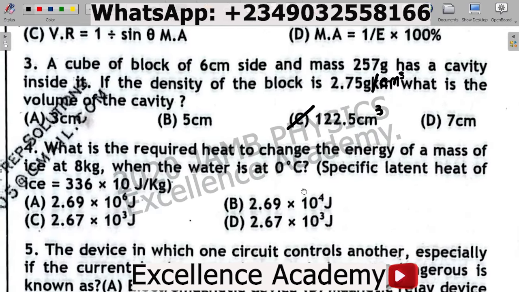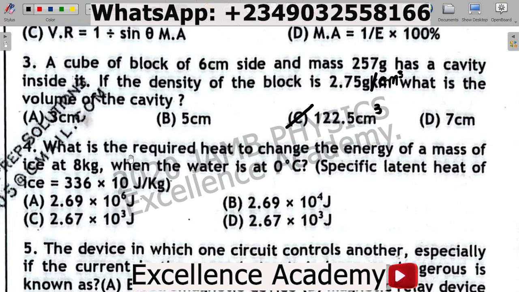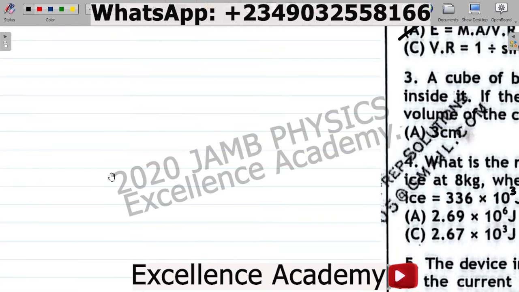All right, question 4. Question 4 says, what is the required heat to change the energy of a mass of ice at 8 kilogram when the water is at 0 degrees Celsius? You are asked to take the specific latent heat of ice to be equal to 336 times 10 to the power 3 joules per kilogram. So how do we solve this particular question?